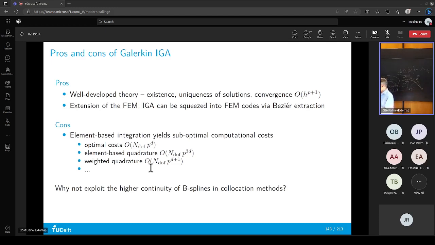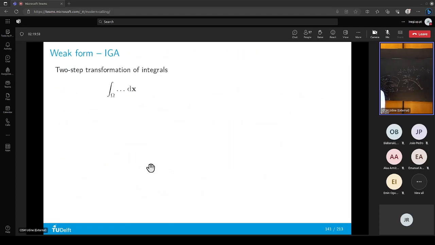May I ask you something about the integration? Is it possible to do a patchwise integration? You mean over the entire patch? Yes, over the entire patch. It is for sure possible, but one doesn't do it because, A, the patch typically has many, many basis functions. And let me go back here.